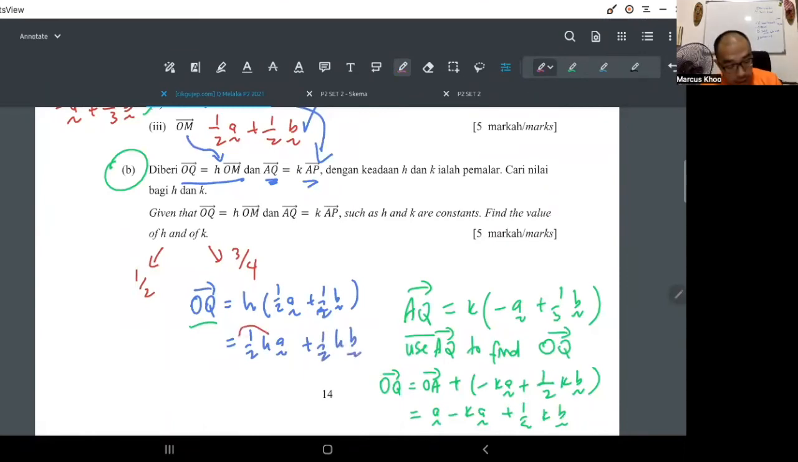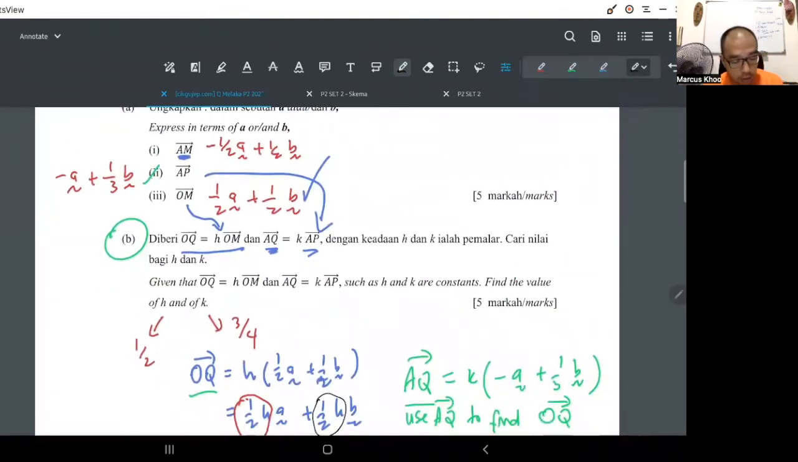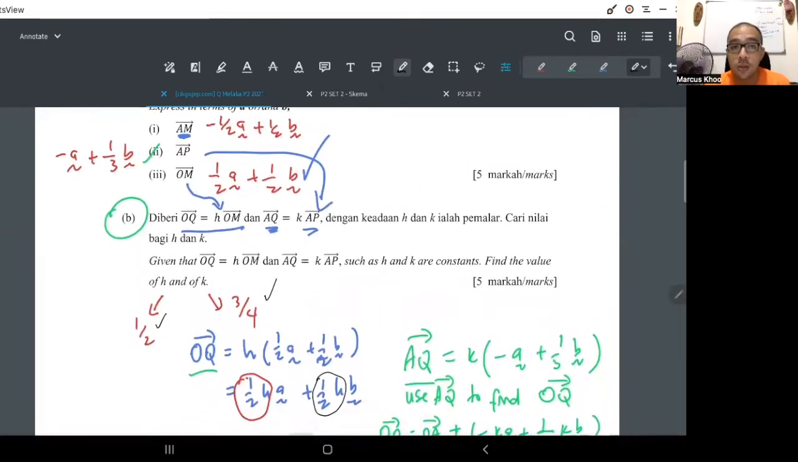So this A vector and this A vector you can compare because now both are OQ. And this B vector, this OQ vector, and this one you can also compare, in which you will get H equals 1 over 2 and K equals 3 over 4. So this is not one of the straightforward questions.